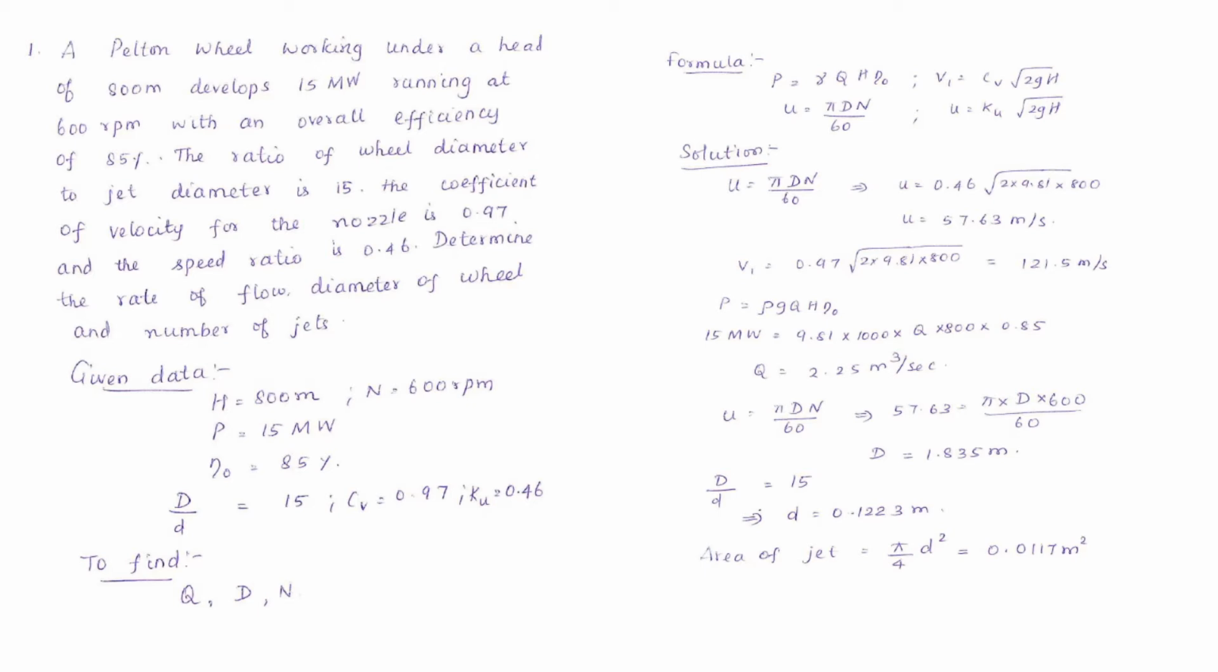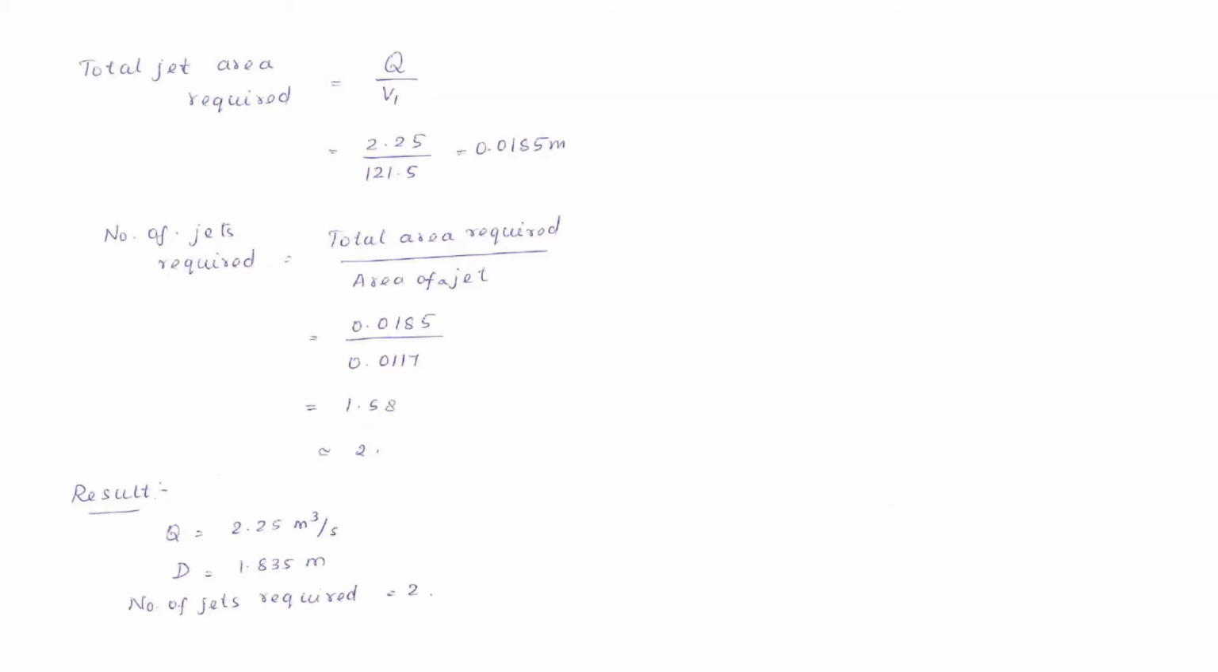The next is we have to find the number of jets required. How can we find the number of jets required? By using the formula total area required divided by area of the jet. We have found out the area of the jet by using the formula pi by 4 small d squared. But we don't know the total area required. How to find the total area required? It is equal to discharge, that is the rate of flow, divided by velocity. We know the formula Q is equal to area into velocity.